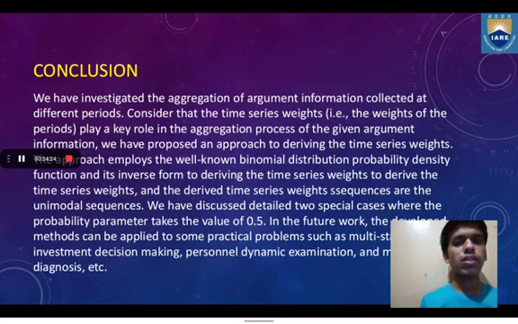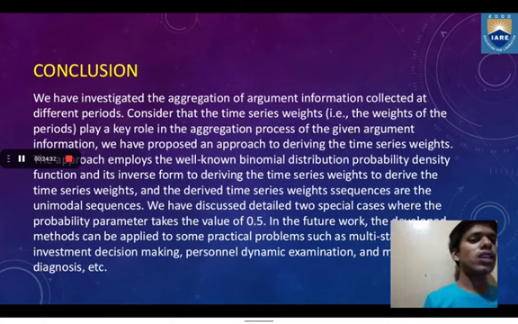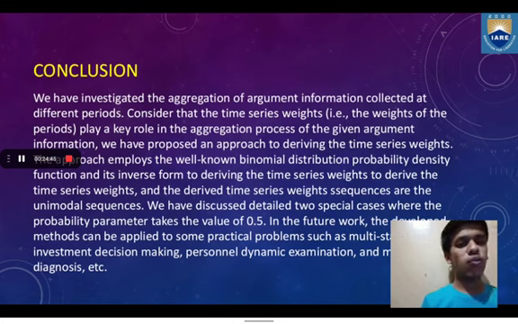So we have investigated the aggregation of argument information collected at different periods. We consider that the time series weights, that is, the weights of the periods, play a key role in the aggregation process of the given argument information. We have proposed an approach to deriving the time series weights. The approach employs the well-known binomial distribution probability density function and its inverse form to derive the time series weights. The sequences are unimodal sequences.